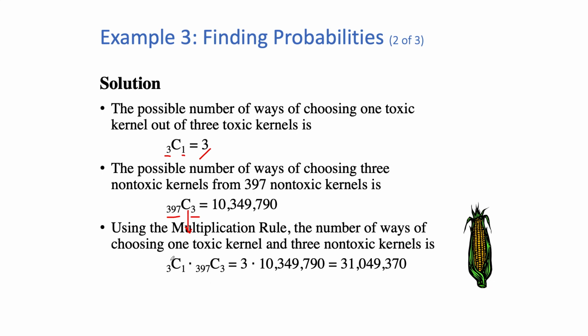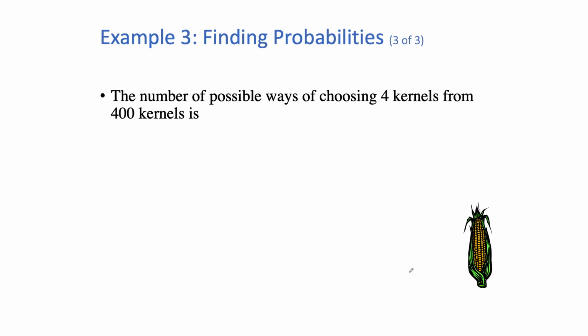If there's m ways of choosing the first one and n ways of choosing the second one, there's m times n ways of choosing this sample. This is basically an application of the multiplication rule. It says that if there's 3C1 ways of choosing the toxic kernel and 397C3 ways of choosing the non-toxic kernels, then there's 3C1 times 397C3 ways of choosing a sample of 4, which consists of exactly 3 non-toxic kernels and 1 toxic kernel. This tells me the total number of ways I can get my particular kind of sample of 4.